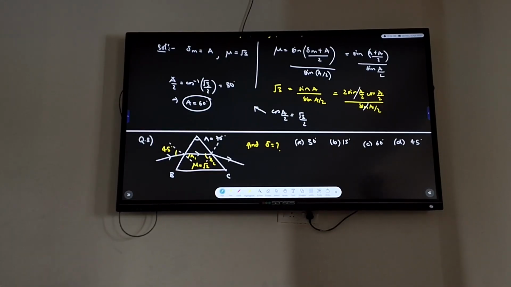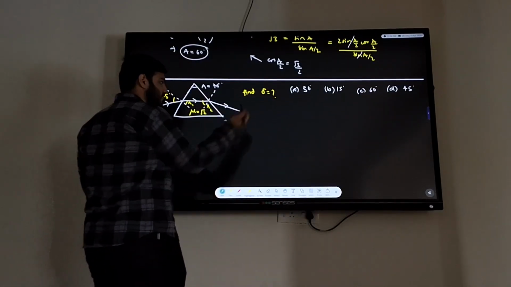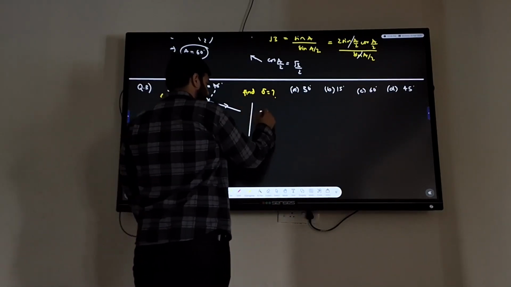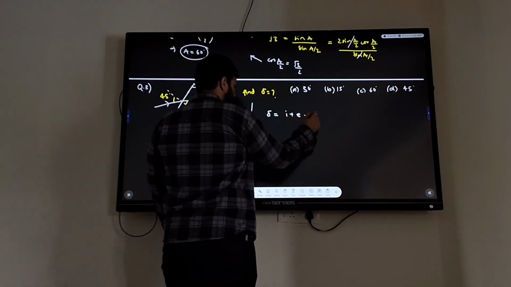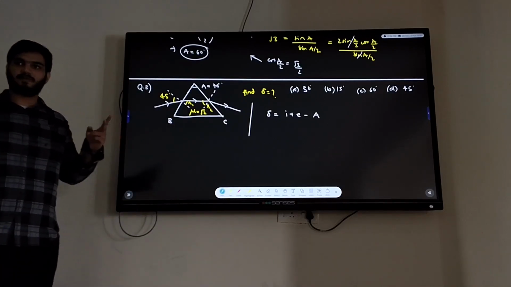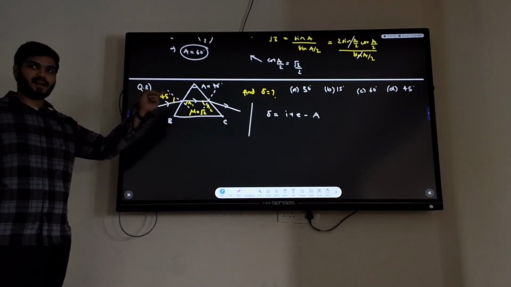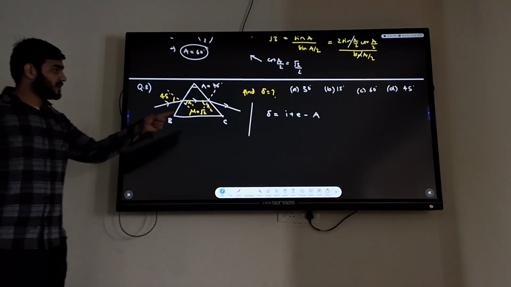Okay then, I'm starting with the question. What is the formula for delta? One of the simplest formulas is delta equals I plus E minus A. If we look at the formula, we already know two pieces of information. A is given, I is given. The only thing I need to find is E. Then how will I find E?